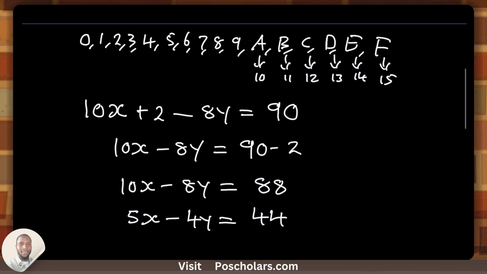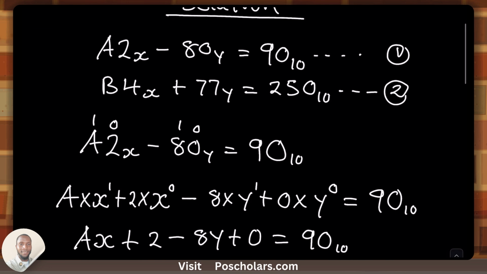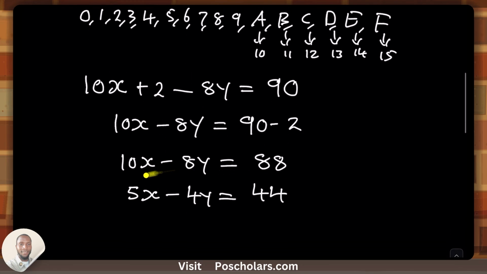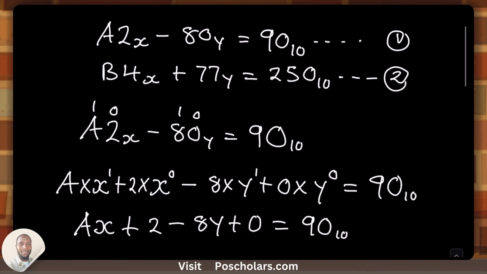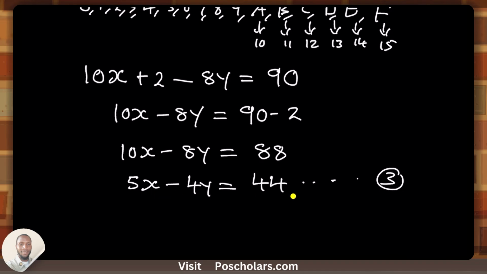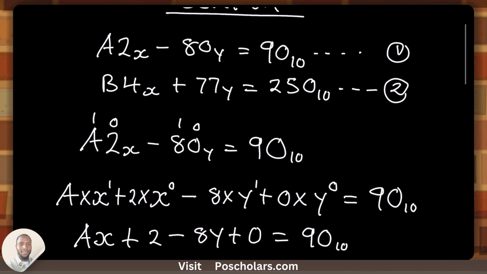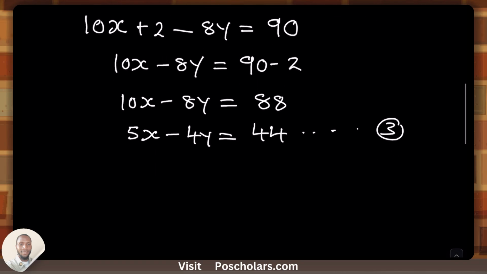Now remember, this equation, which is equation 1, has been transformed. We played with it, and it became this equation here. So we are going to name it equation 3. So equation 1 has become equation 3. What do we do next? We go back to equation 2. We want to simplify equation 2 also.